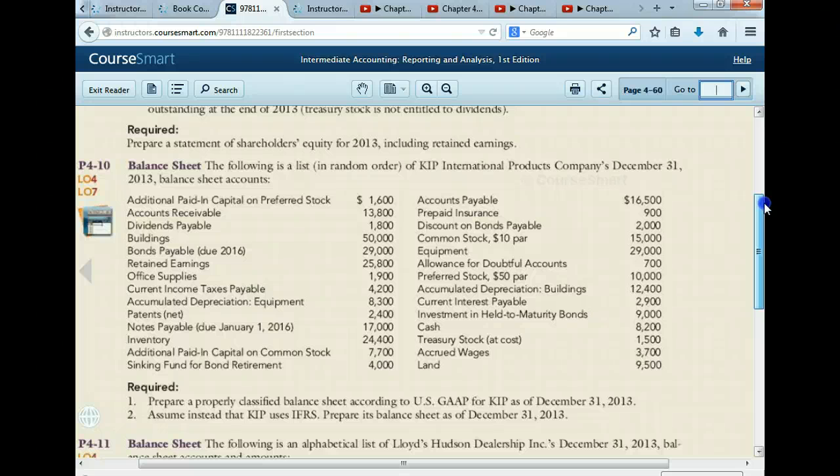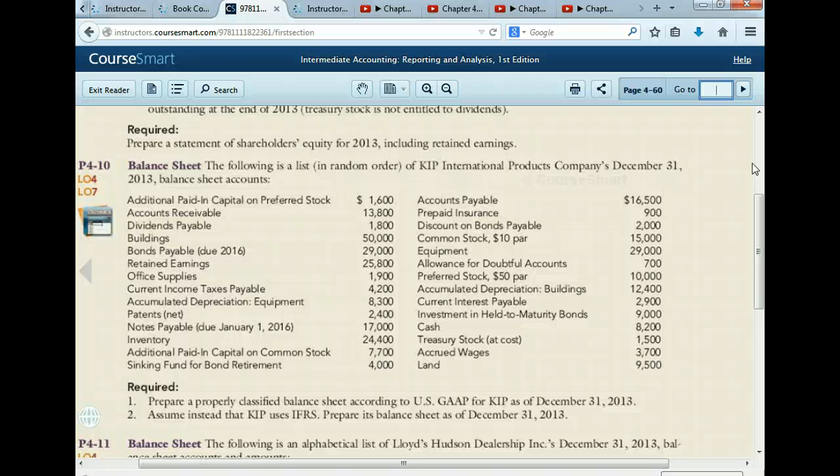So, the various international products company gives you various balance sheet items. You need to know where they go. Additional paid-in capital is part of contributed capital. Accounts receivable, current assets. Dividends payable, current liability. Buildings, PP&E. Bonds payable, long-term. Retained earnings, part of earned capital.